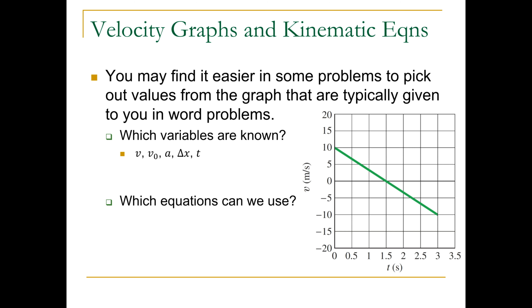So the first question is, which variables are known? And I've gone ahead and written out all the variables that we typically would use with accelerated motion. So v, v naught, a, delta x, t. Which of those can you pick out from the graph? And then from those variables, which equations might you use to solve for other values? So I'll give you a second.